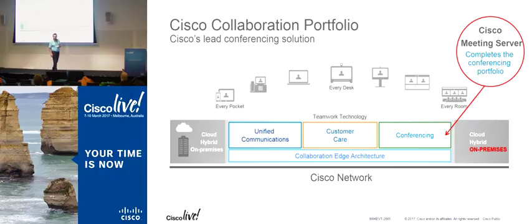Unified Communications Manager is utilised for our call control. We have customer care for our contact centre. The Collaboration Edge architecture removes the boundaries of the network to enable anyone to communicate within our own environment. And the Cisco Meeting Server completes our conferencing sub-architecture within our portfolio. So this is now our preferred conferencing platform within our collaboration architecture.